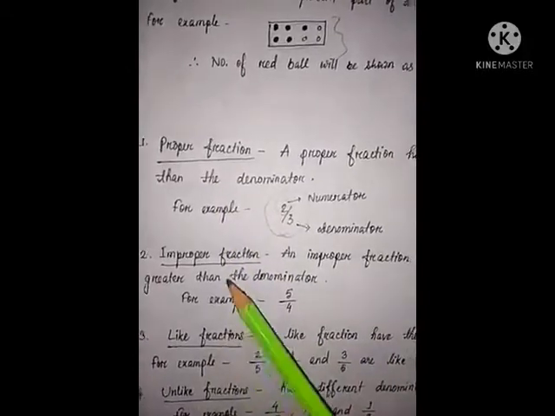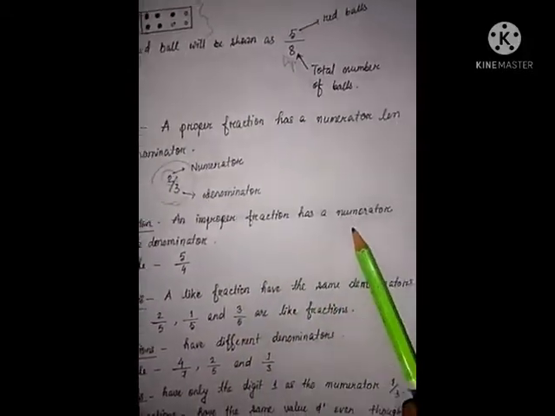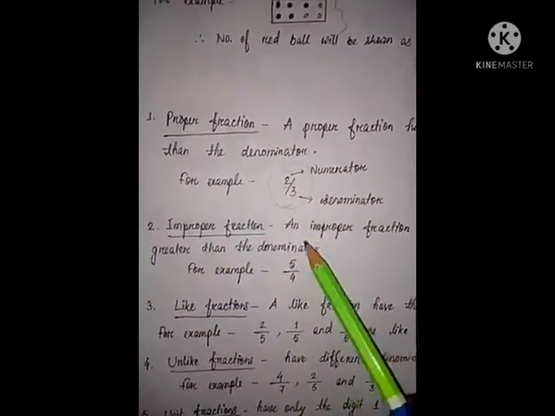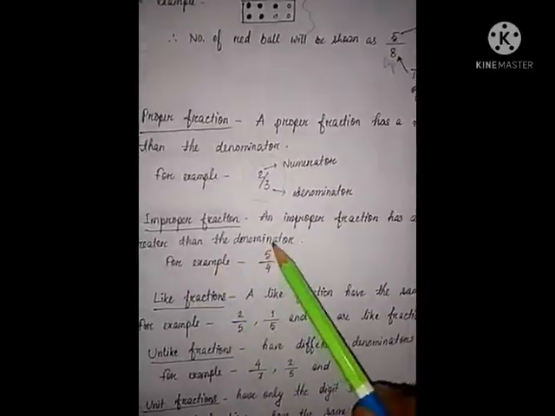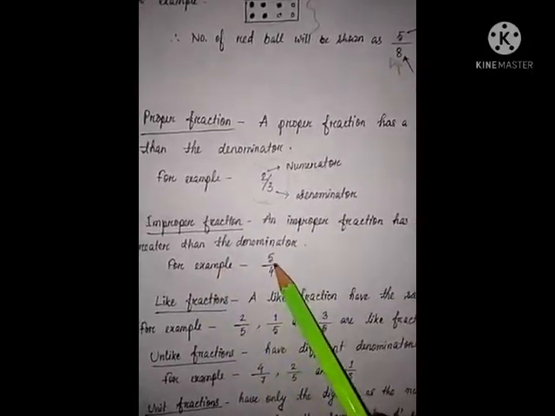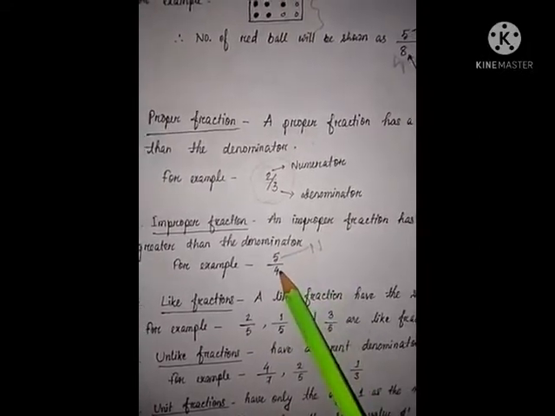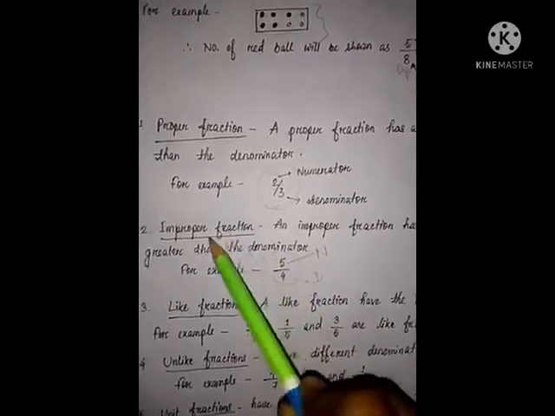Understand? Now see improper fraction. An improper fraction has a numerator greater than the denominator. See example 5 by 4. Here the numerator is greater than the denominator. Okay, so this is known as an improper fraction.